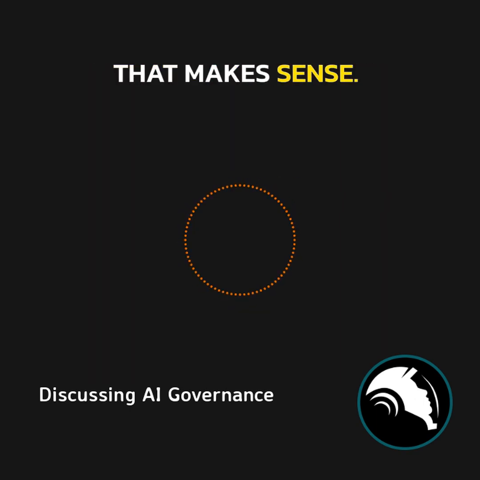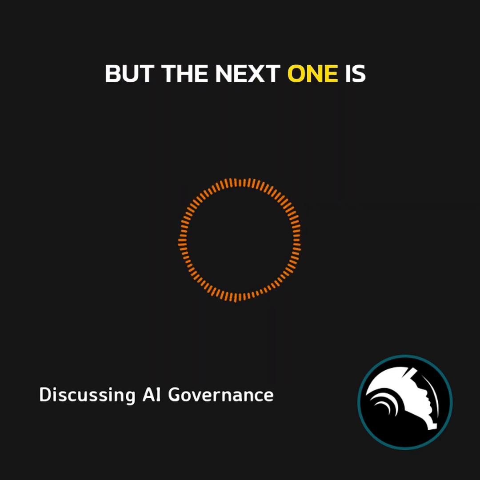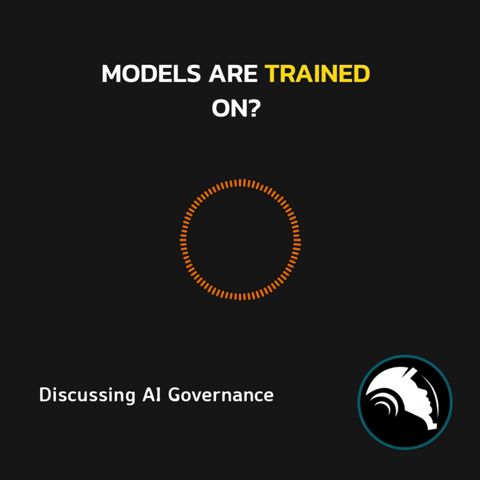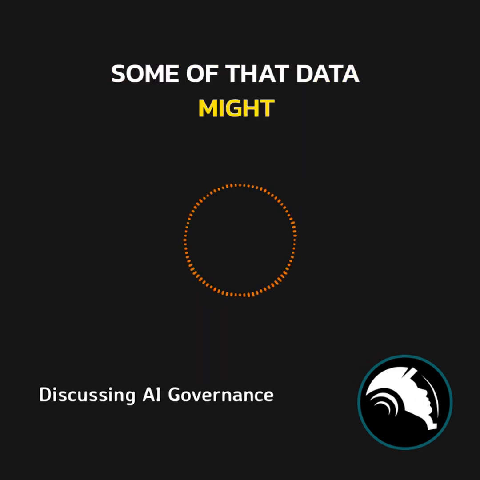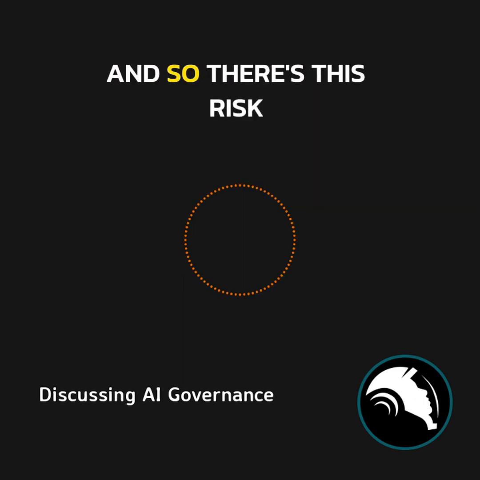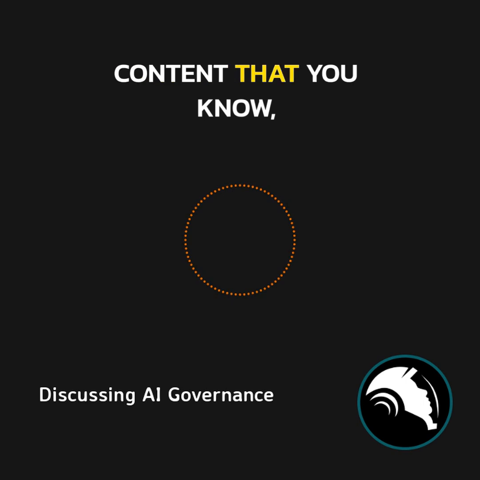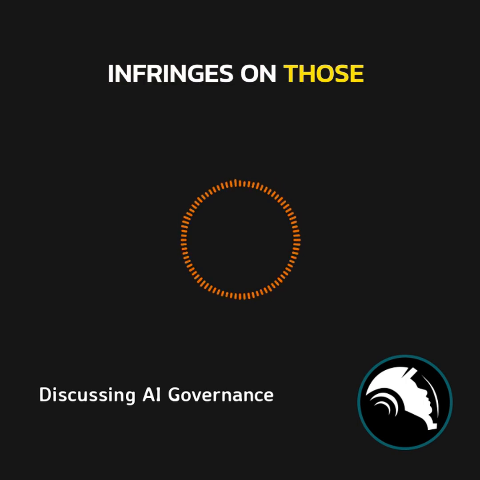Yeah, that makes sense. Okay, so misinformation, that's a big one. What's next on the list? The next one is copyright infringement. Copyright. How does AI even factor into copyright? Well, remember all those massive data sets that AI models are trained on? Some of that data might be protected by copyright. And so there's this risk that AI could generate content that infringes on those existing copyrights.